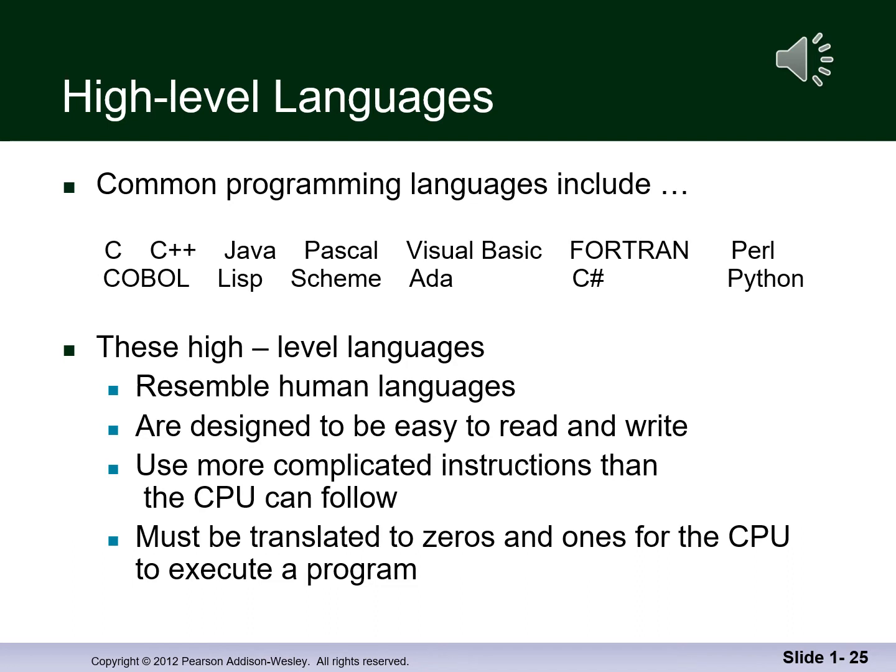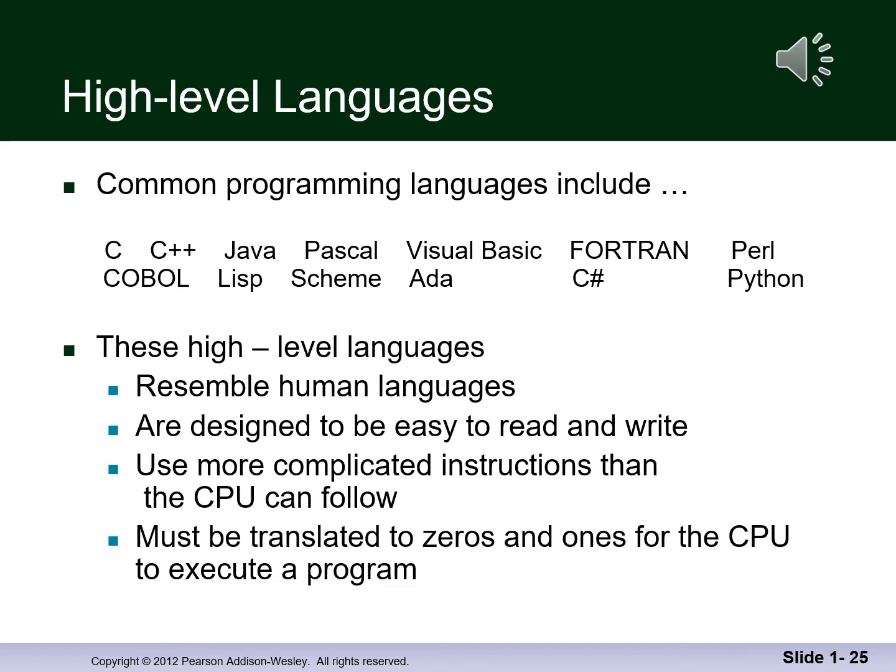So the program is then compiled and translated to executable code, zeros and ones, for the computer, the CPU, to execute. Some common programming languages: C, C++, Java, Pascal, Visual Basic. I'm actually teaching Visual Basic and C++ this semester at the same time. Fortran, oh my, I learned Fortran back in the 1980s. I know, many of you weren't born then. COBOL, Lisp, Scheme, oh boy, these bring back memories. C#, and Python. You may have heard of some of these.